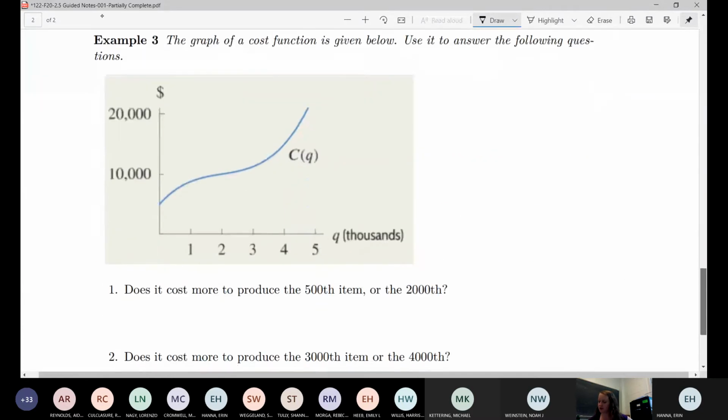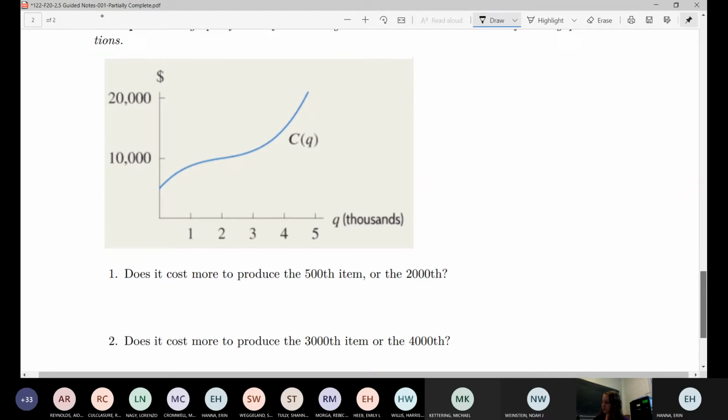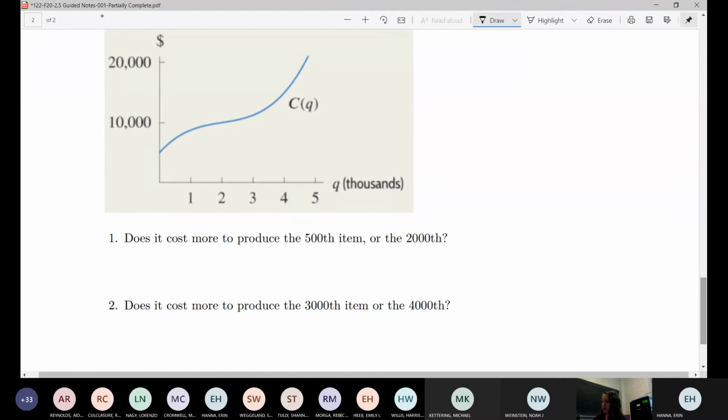All right, this one then. We've got a graph of just the cost function, the regular old cost function. Again, we only have the graph. We have a couple of values here, but they're not really going to be that helpful, and we don't have an equation. So we're still in a similar situation of not having a ton to go off of. But we want to know, does it cost more to produce the 500th item or the 2000th item? Some notes about verbiage: note the difference between saying something like the 500th item.